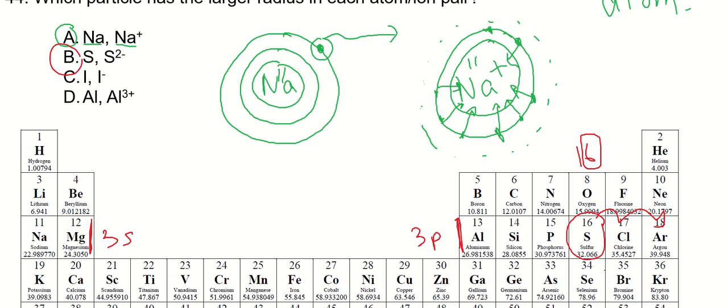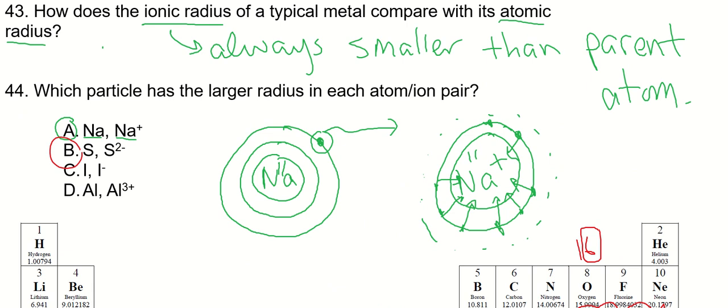Now we don't have to answer that in 43, because 43 is just asking about metals. Metals typically lose electrons. B, which particle has a larger radius? Anions, right there. There's your answer. Let me circle this: larger. Parent, larger. Cations, when they lose electrons, they get smaller. When you gain electrons, they get bigger. Well, that's very logical. You can just think of it like that.